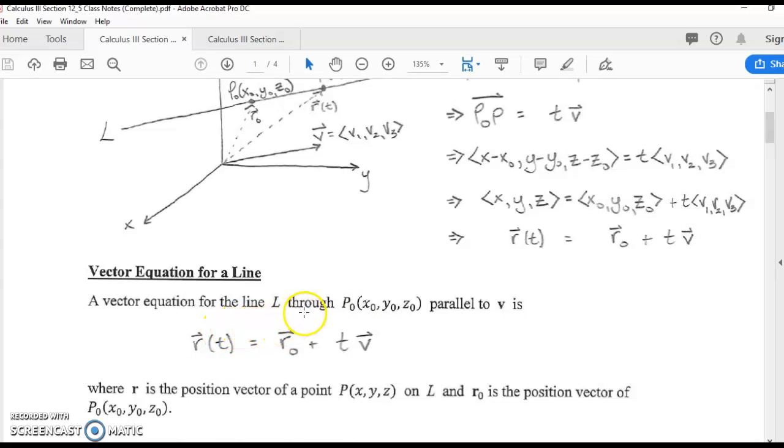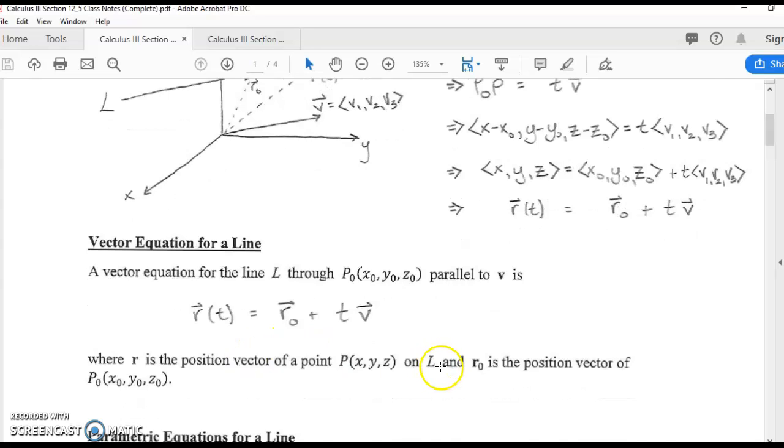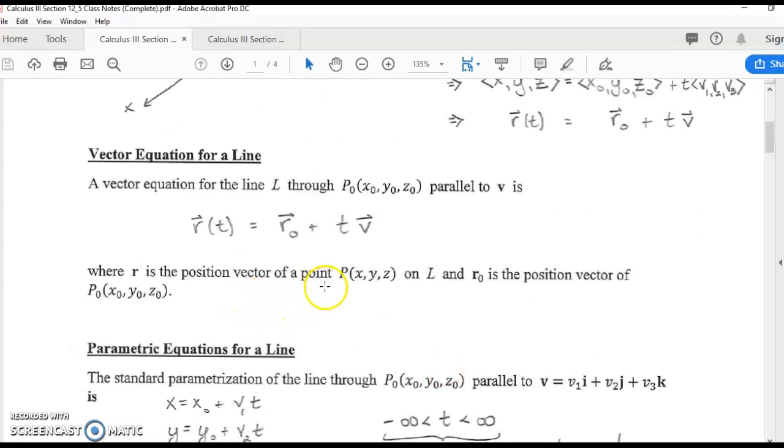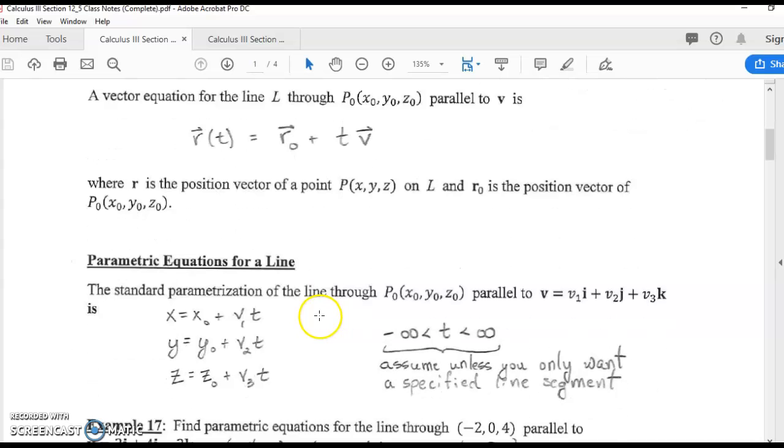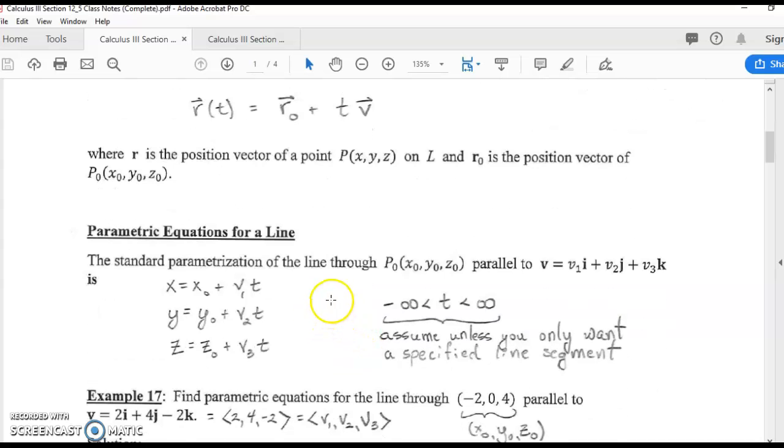A vector equation for the line L through the point P naught, which has coordinates x naught, y naught, z naught, parallel to a vector v, is given by this equation: r of t equals r naught plus t times v. So you have to remember what r of t represents and what r naught represents, okay? r is the position vector of a point P, which has coordinates x, y, z on the line L, and r naught is the position vector of that point P naught, right? These are position vectors.